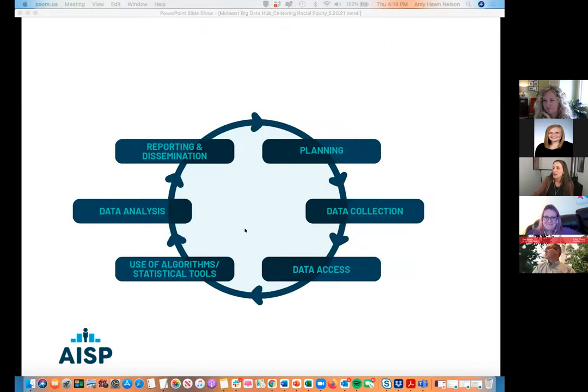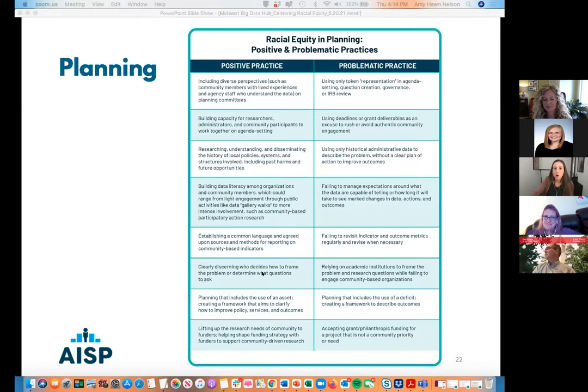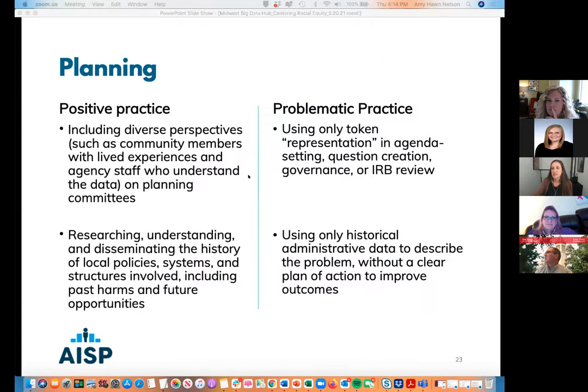So in light of time, because we're going to have lots of other time to talk, I just wanted to walk you through the components of the toolkit a little bit more. With each one of these six stages of the data life cycle, there are examples from each. There's positive practice and problematic practice listed for each. Here are just examples.